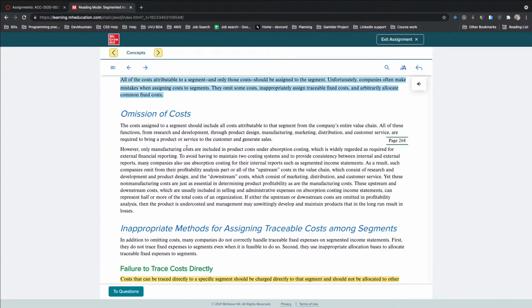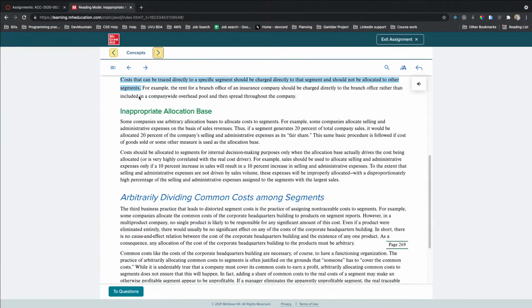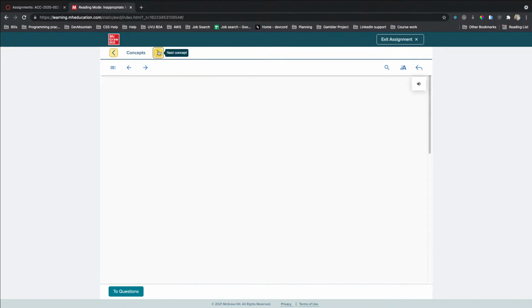All costs attributable to a segment, and only those costs, should be assigned to the segment. Unfortunately, companies often make mistakes when assigning costs to segments. They omit some costs, inappropriately assign traceable fixed costs, and arbitrarily allocate common fixed costs. Costs that can be traced directly to a specific segment should be charged directly to that segment. They should not be allocated to others.